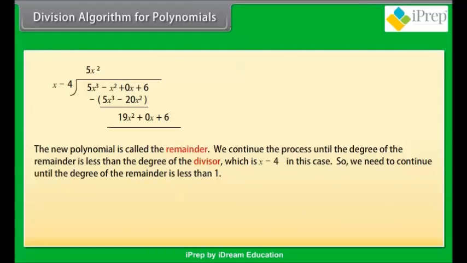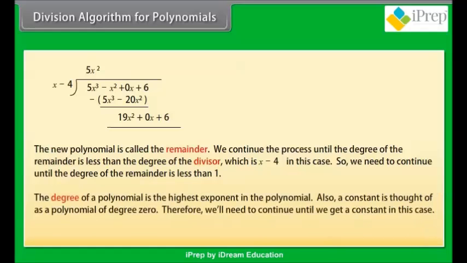We continue the process until the degree of the remainder is less than the degree of the divisor, which is x minus 4 in this case. So we need to continue until the degree of the remainder is less than 1. The degree of a polynomial is the highest exponent in the polynomial. Also, a constant is thought of as a polynomial of degree 0. Therefore, we will need to continue until we get a constant in this case.